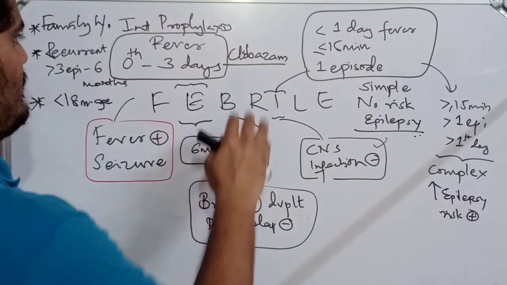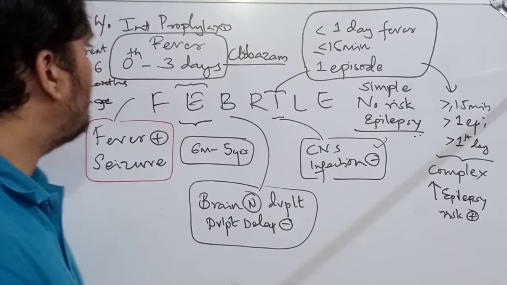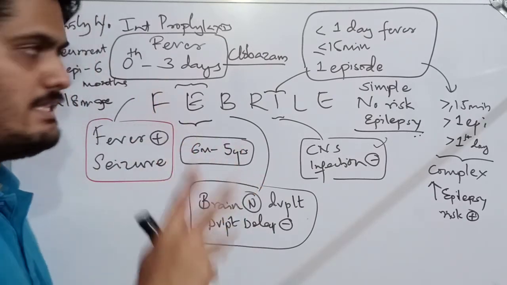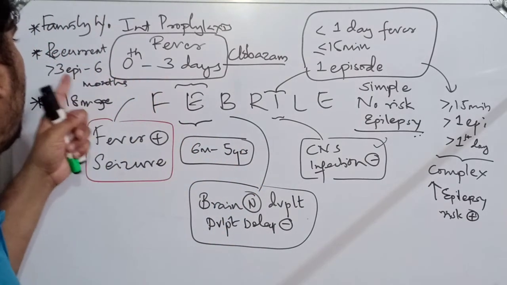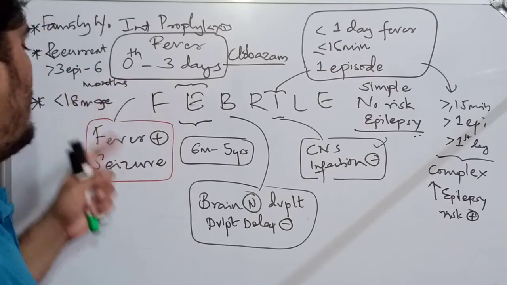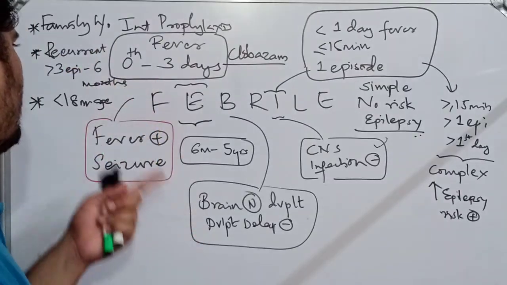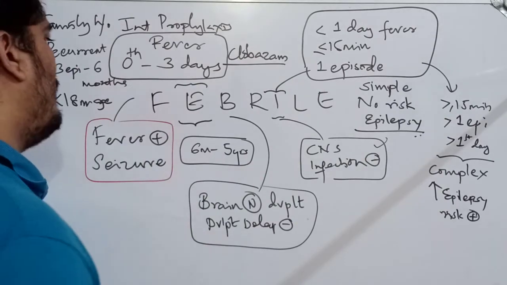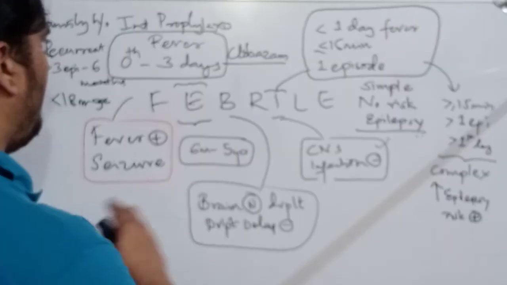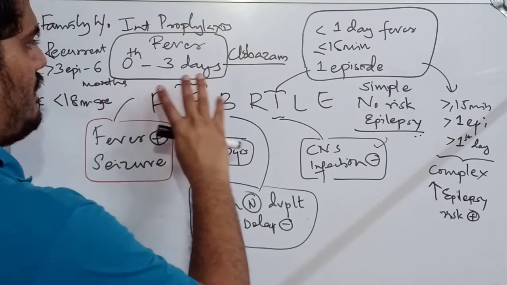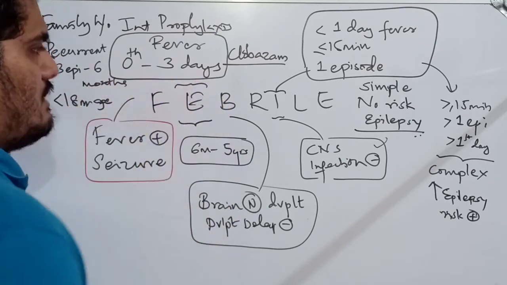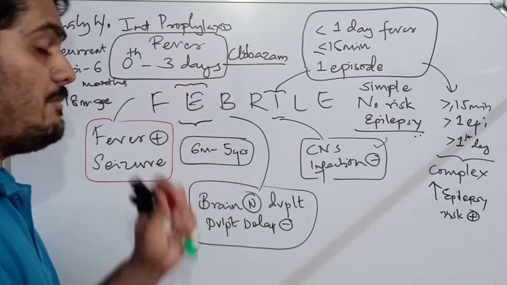The next point to remember is that there is something known as intermittent prophylaxis from the 0th day till 3 days. Next, there is a family history, and recurrent episodes. Next, if the febrile seizure activity starts at less than 18 months of age. Recurrent is defined as more than 3 episodes within the last 6 months, known as recurrent febrile seizure. In that case, you can consider intermittent prophylaxis.